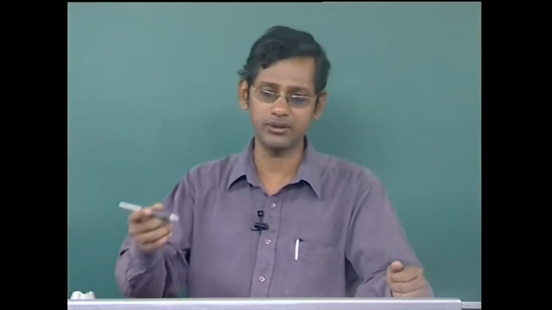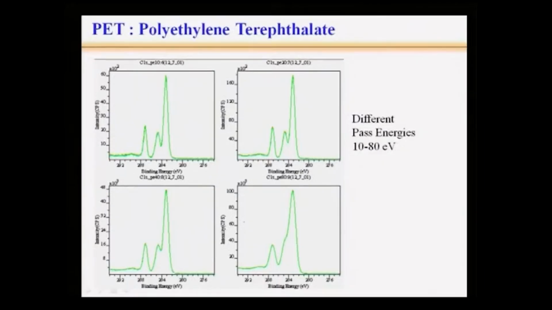I just want to finish by showing what happens as you change the pass energy from 10 to 80 electron volts for a particular material like PET, polyethylene terephthalate, which is used in bottles. All these plastic bottles are made of this, and you can see how the C1s peaks get shifted and affected. Finally, at the higher pass energy of 80 electron volts, we get very nice peak positions of the carbon 1s very easily.